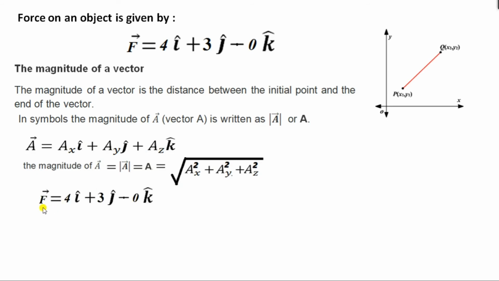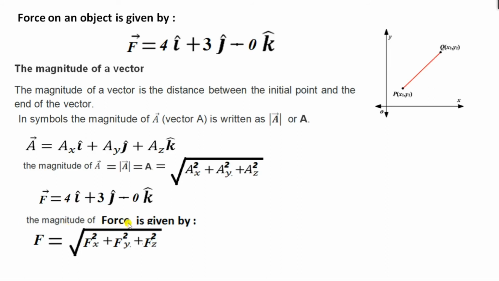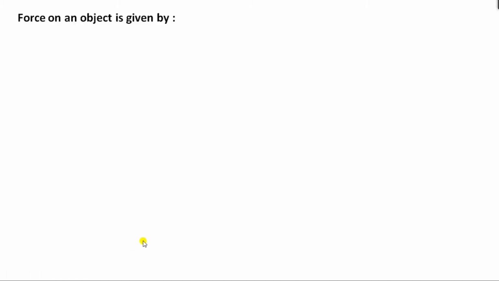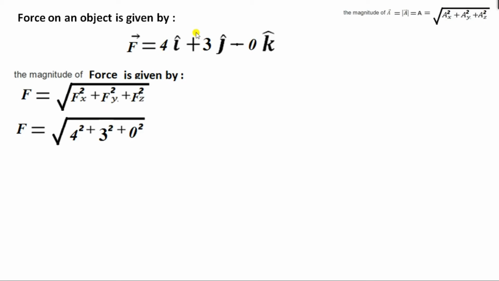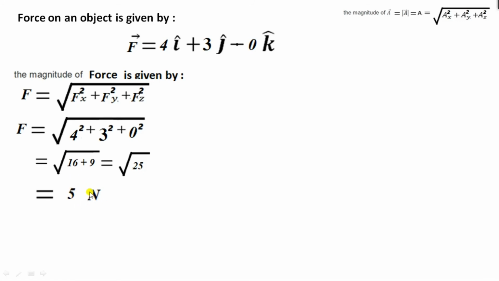So let's take an example. Suppose this is the force and I want to find the magnitude of this force. The magnitude of this force will be given by root over fx square plus fy square plus fz square. So fx is 4, fy is 3 and fz is 0. I'll put in the values, and 4 square is 16, 3 square is 9. We'll get force to be root over 25, or 5 Newton. So here you can see we just got a number and we don't have a direction.